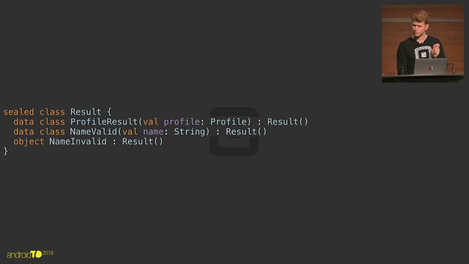We have result, which is the result of a business logic side effect. So when we fetch the profile, we wrap it into a profile result. When we update the name, and if the update of the name has led to an error, we get the name invalid object. And I put the whole thing into one class, which is result, in order to pass it into one stream. So every result will be able to go through one stream.